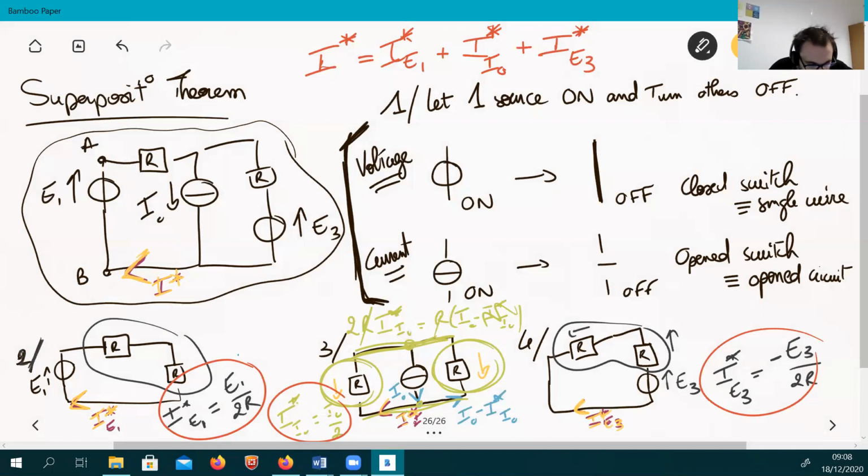So if you have no question and if the superposition theorem is crystal clear for you, then please try to apply it in the circuit we just made. So we move back to this circuit.